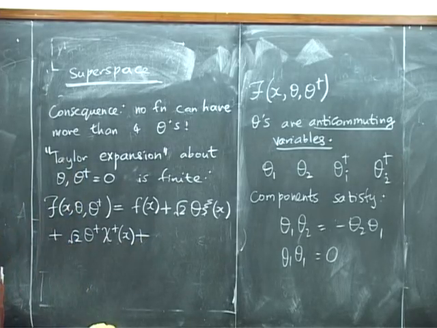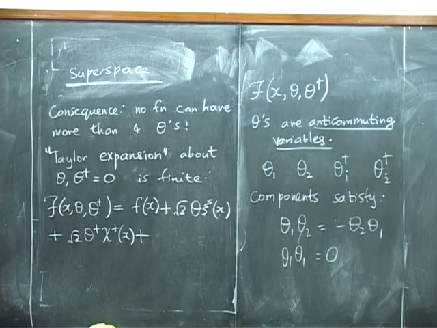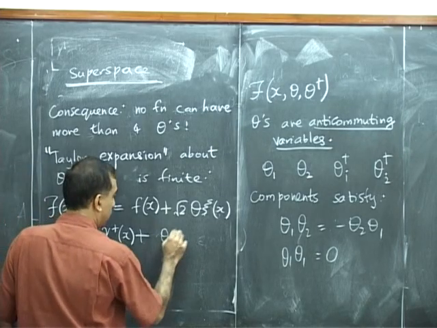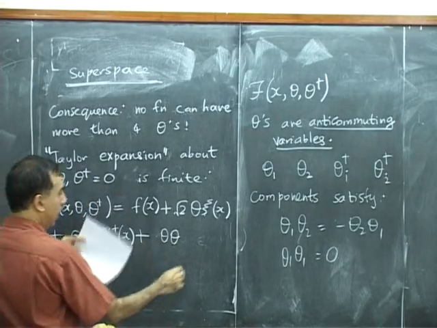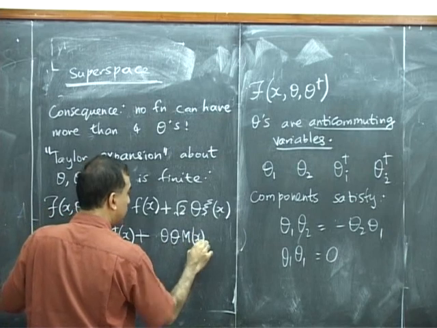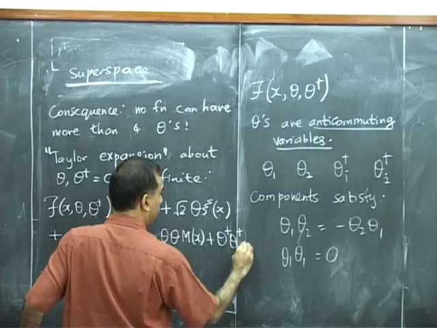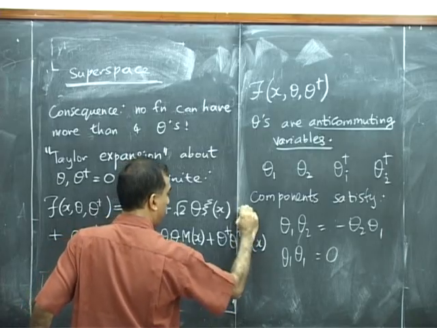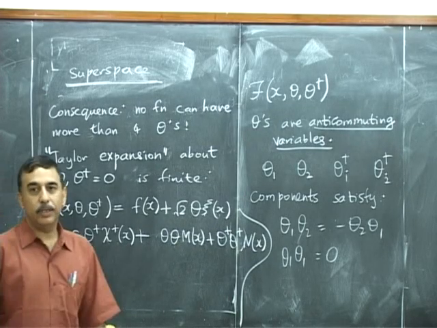The next term will be bilinear in thetas, and now we see that two component notation is coming in handy. If we have a term in two thetas, theta theta, then we can just write theta theta, understanding the contraction like this, times a field m of x, and another term theta dagger theta dagger n of x. Okay. Now, what other terms can I have involving theta with theta?